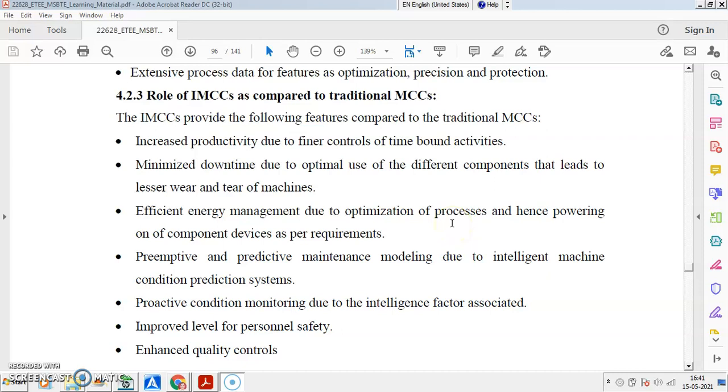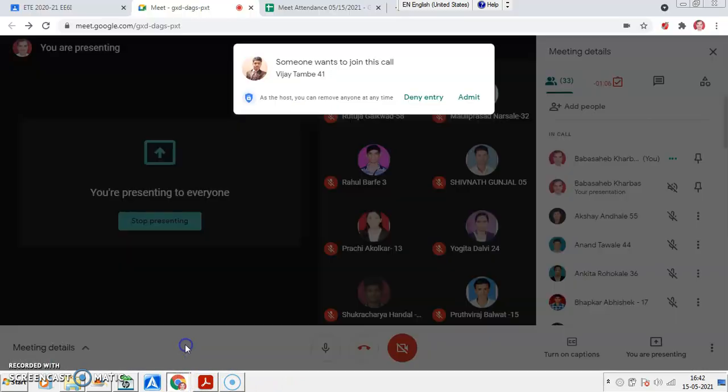Then preventive and predictive maintenance is possible because we know the symptoms available with us, we know the signals or particularly the indications available far before the actual maintenance of the particular component. So preventive and predictive maintenance is possible. Proactive condition monitoring is also possible. Improved level of personal safety, as it is very important, is also improved. High quality control tools can be used.